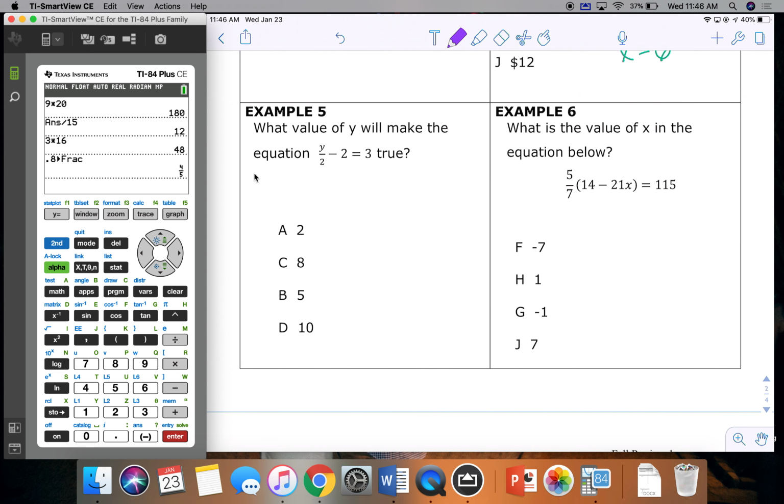Example 5, what value of y will make this true? Basically solve for y. So when I box y, I don't have any parentheses to distribute. I don't have any like terms to combine. There is nothing to move because I have y only on one side. So I do need to add or subtract. So y over 2 equals 5. And then I do need to multiply or divide. In this case, it's multiplying. And y equals 10.